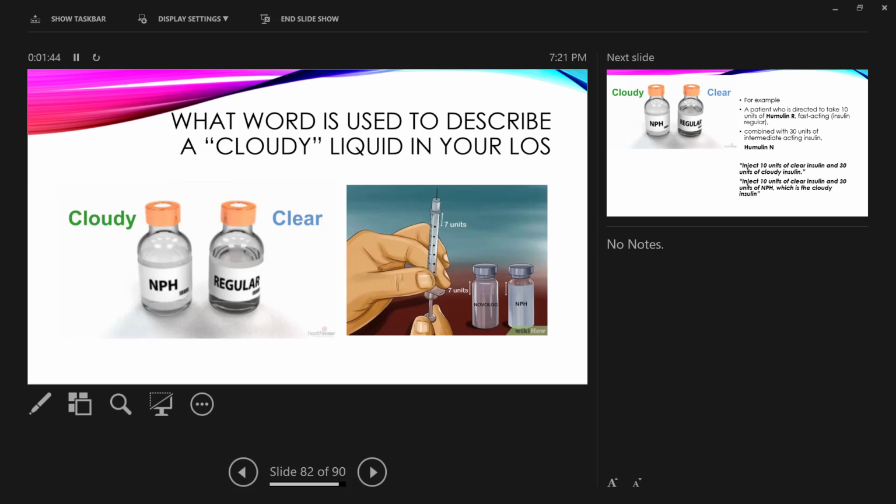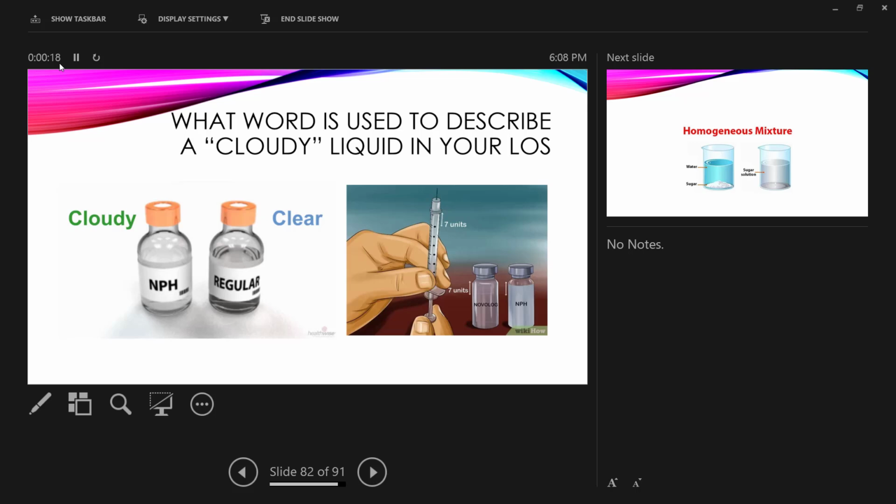Some instructions you may hear from a provider and you'll have to interpret would be something like, when cloudy insulin sits for even just a few minutes, it settles to the bottom of the vial. That means that before you use it, you will need to mix it. It's very important that you don't shake the bottle to mix it. What you will need to do is first pick up the bottle and turn it upside down. Then roll the bottle gently between your hands to mix the insulin, like this.